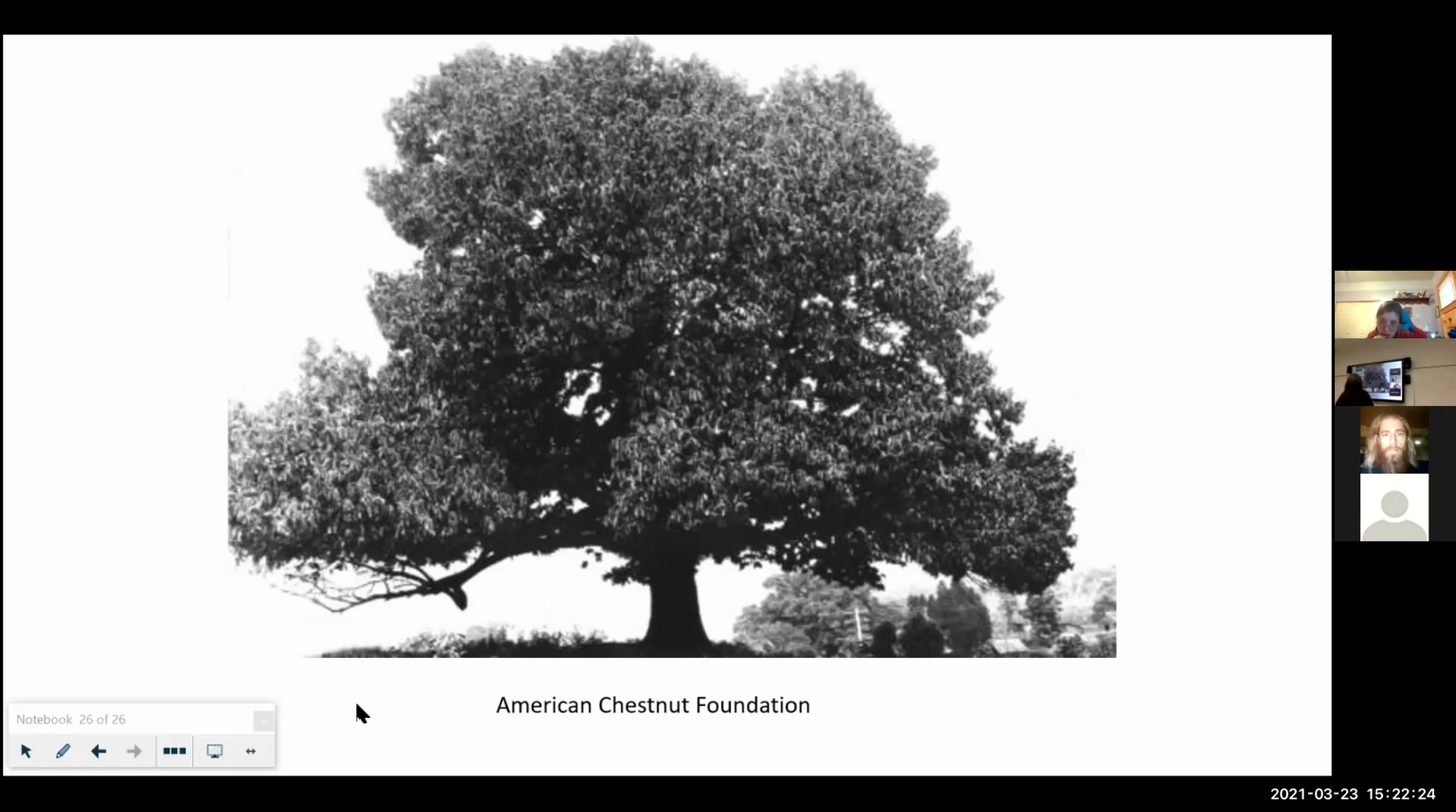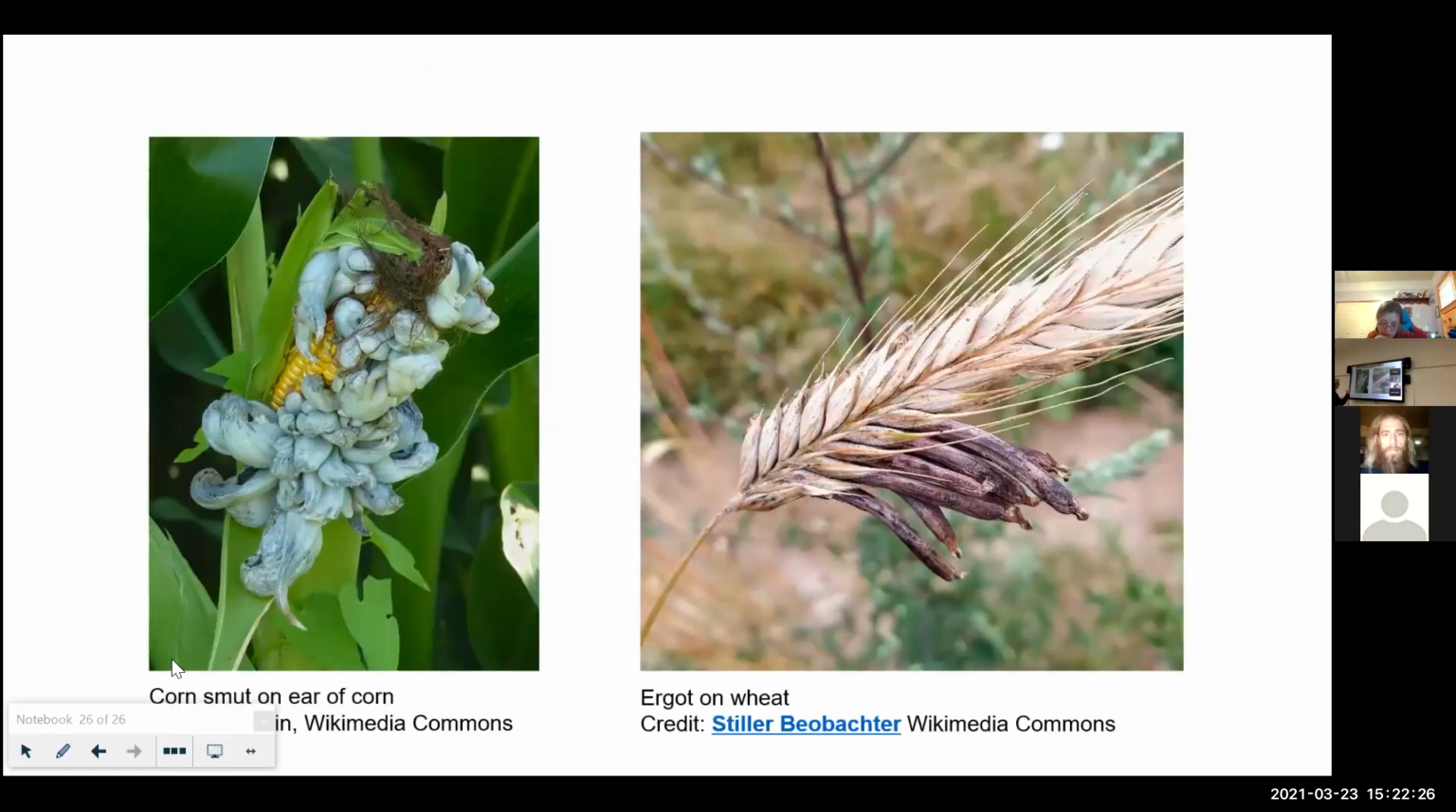Here's a couple of other ones that are sort of historically or culturally important. The one on the left is corn smut. It looks awful, because it infects the kernels and makes them swollen and really weird looking. However, it's edible, and it's tasty. In some parts of Mexico, this is a culinary delicacy, and it's called huitlacoche.